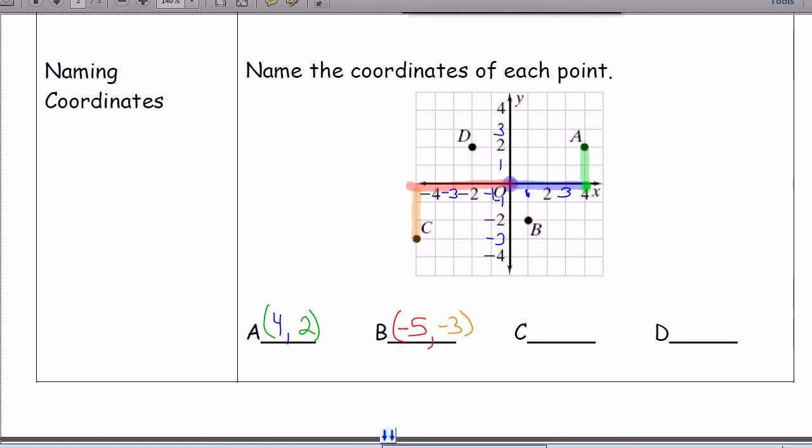I put those in the wrong number, right? Those should be on C, not on B. So I apologize for that mistake. There's going to be negative 3 for the y-coordinate, and it was negative 5 on the x-coordinate. So those are the points. Now you get to do B, and you get to do D. See if you can find those coordinates.